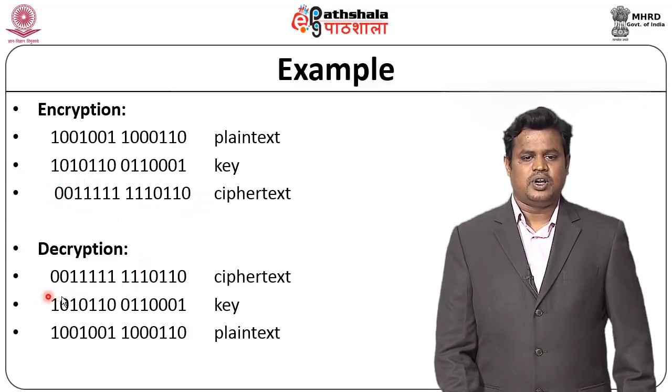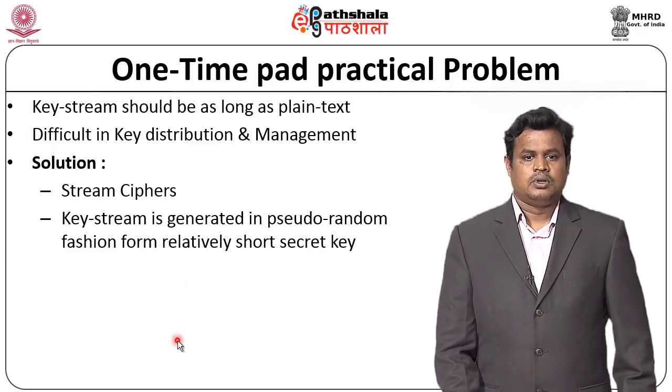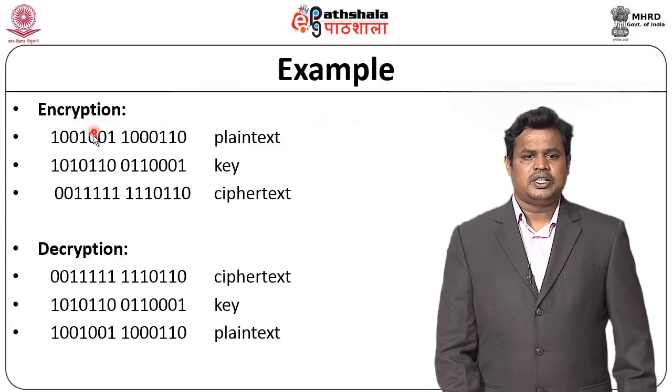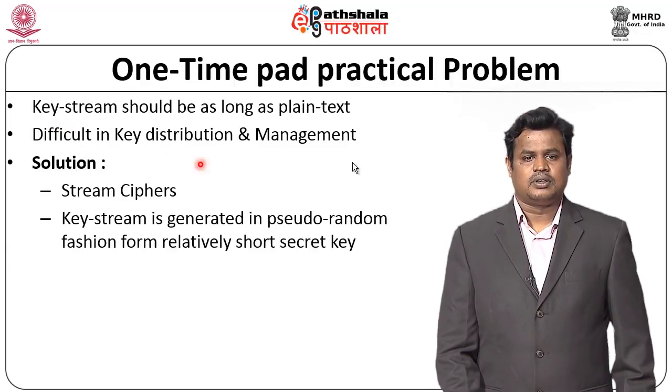This ciphertext is going to be sent to the receiver, where he is able to generate the plain text with the same XOR operation. But here we have a practical problem. The practical problem is that the key stream should be as long as the plain text. When I am choosing the key, as you can see in the example, if there is a 16 bit message, I need to choose a 16 bit key. Practically it is not possible.